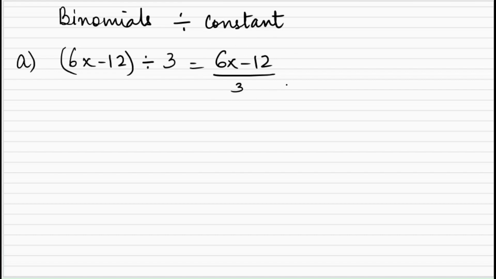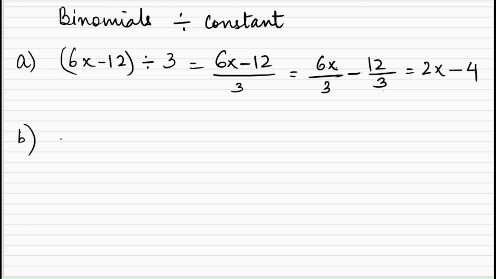Now I can write this expression as the sum or the difference of two fractions. How? I will separate these two terms: 6x divided by 3, minus 12 divided by 3. So I have written this expression as two fractions, 6x over 3 minus 12 over 3. Now, can I simplify these two? Of course, because it is again a simple case of dividing a monomial by an integer, which we just saw previously. So 6 divided by 3 is 2x, minus 12 divided by 3 is 4. And that is our answer.